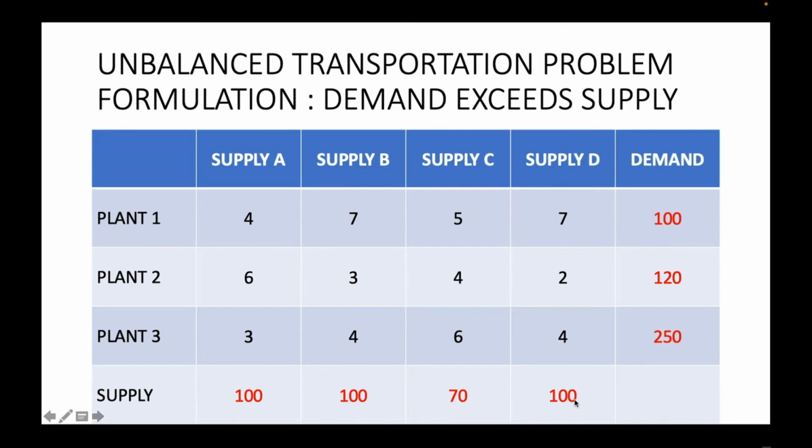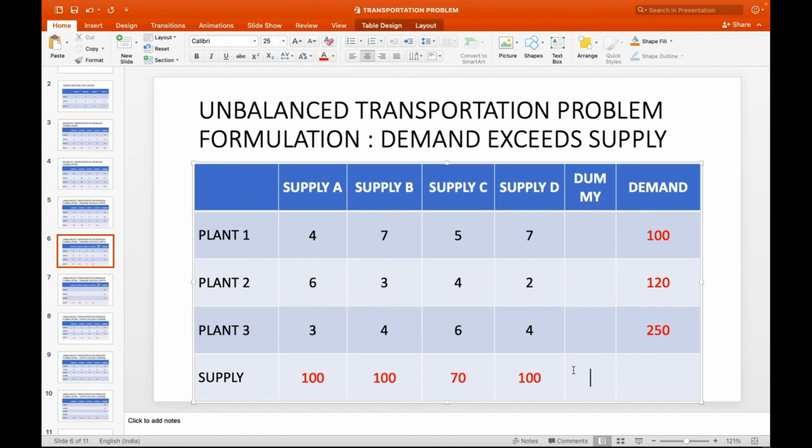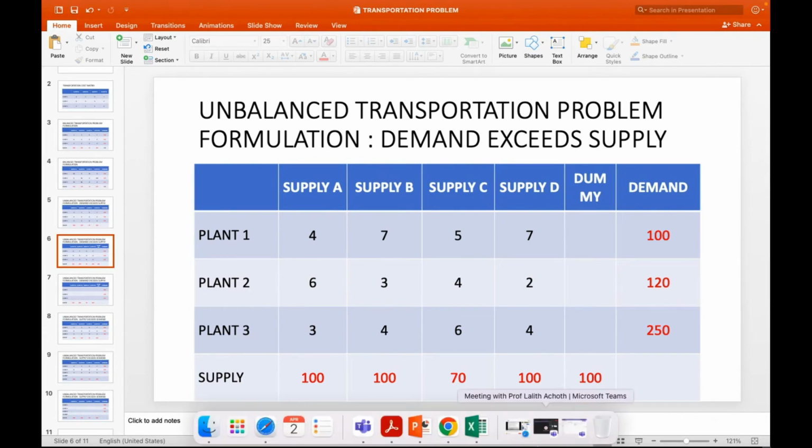So what we do is we first create a dummy column. Okay, so now 100, 200, 370, 100, 220, 270, 370. So the difference, you enter it over here: 100. And then you solve it just like you do any other, the same way we did over there. Now we can solve it using a transportation problem. So I'll just show you how we do it in Excel.